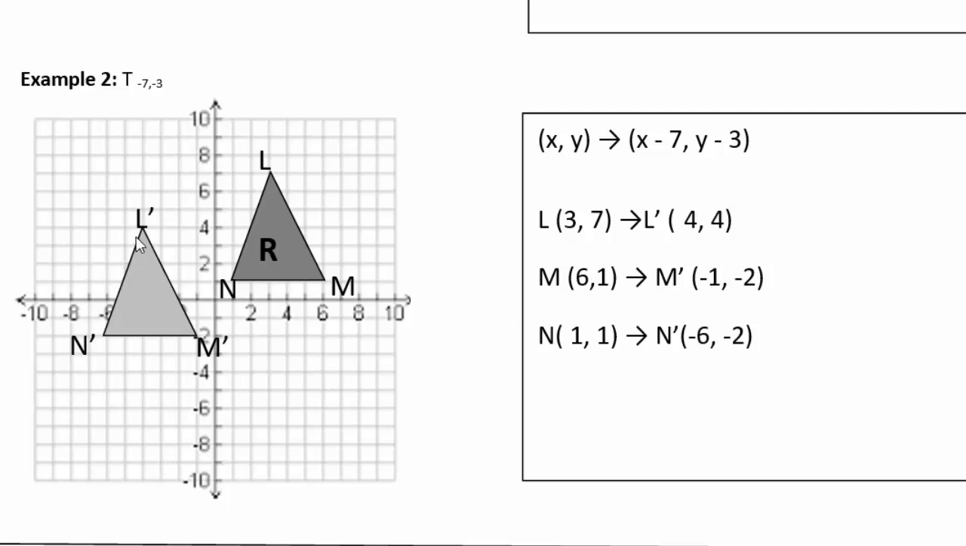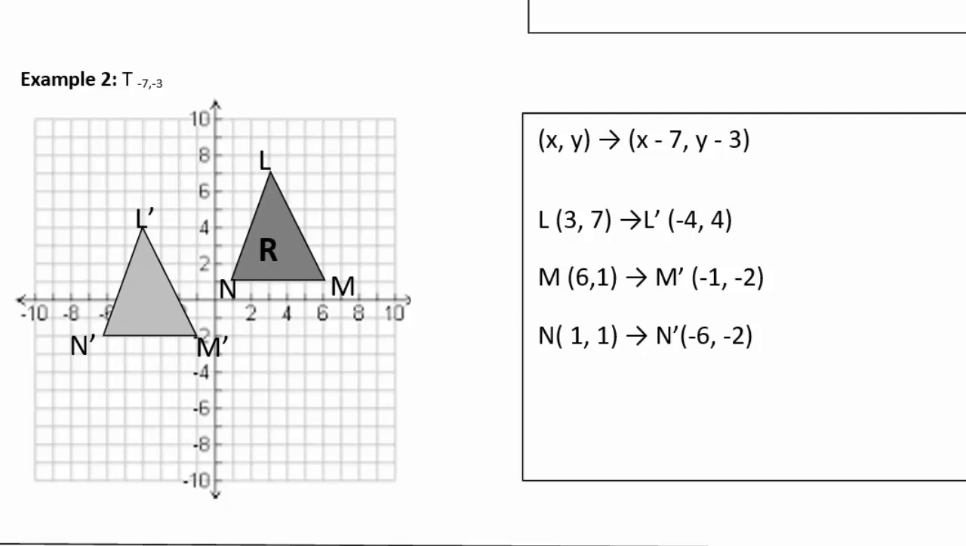How'd you do? So after that translation, 7 units to the left and 3 units down, we're subtracting 7 from our x coordinate to move it left, and subtracting 3 from each y coordinate to move it down 3. Our new image of this triangle should be L prime is at -4, 4. M prime would be at -1, -2, and N prime would be at -6 on the x-axis, -2.